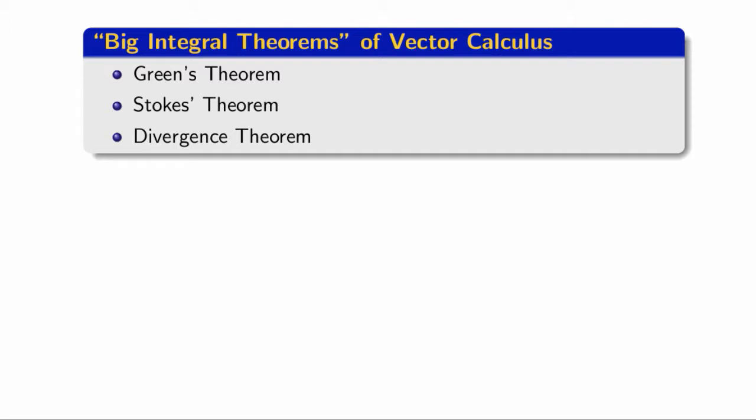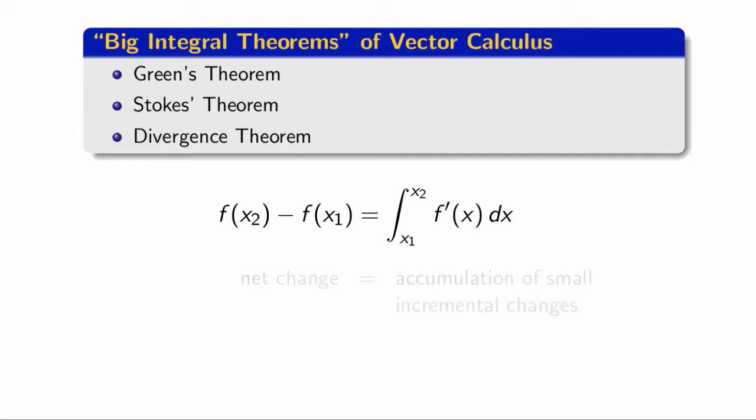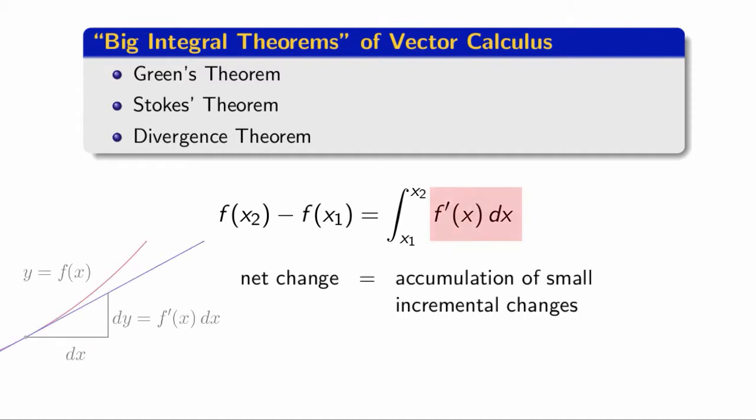As we will see, all of these theorems are generalizations of this form of the fundamental theorem of calculus. The meaning of this mathematical statement is that the net or overall change is the accumulation of small incremental changes. The incremental change of a function over a small interval of width dx is the differential f prime of x times dx. Applying the integral to add up all these small changes, we get the net change in the function over the interval.